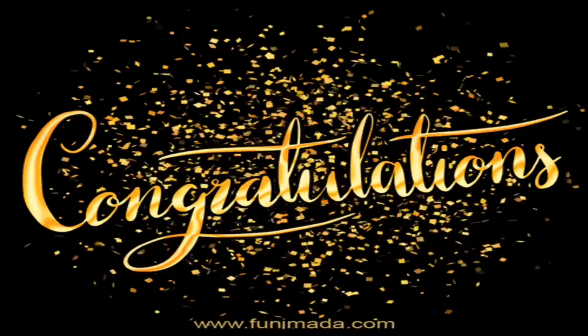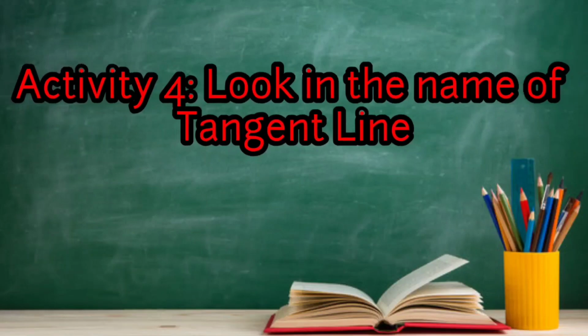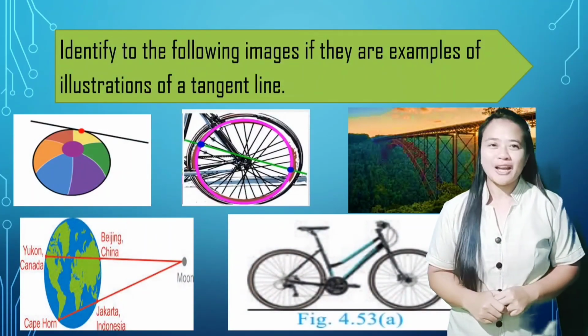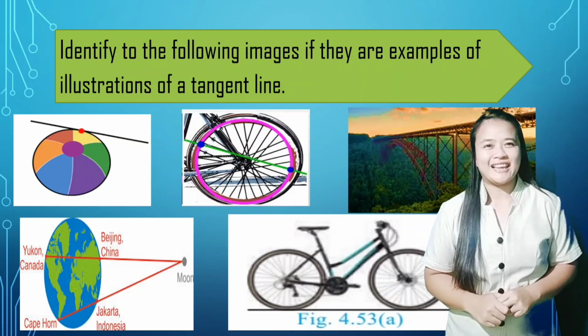Congratulations, dear learners! You have successfully understood how to find the slope and equation of the tangent line. Give yourself a round of applause for a job well done, guys. So let's have an activity named Look in the Name of Tangent Line. In this activity, you are going to identify whether the following images are examples of illustrations of a tangent line.